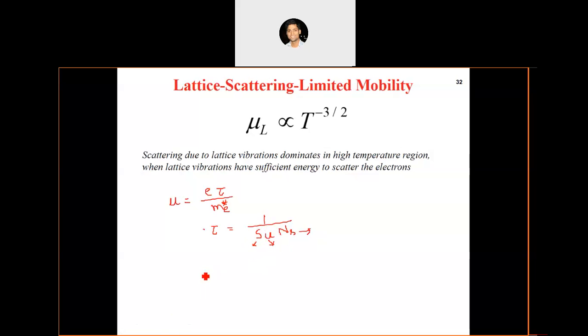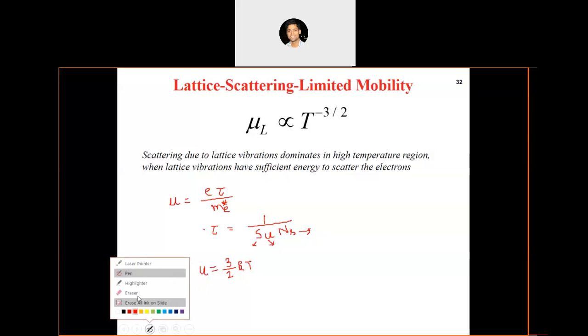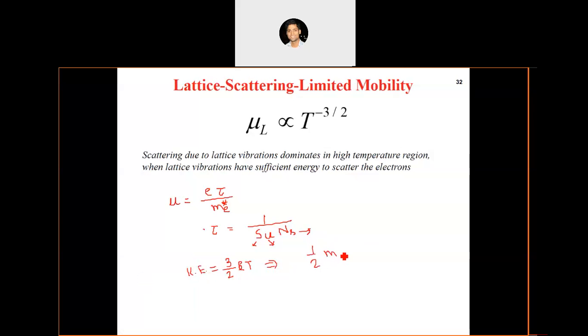If you remember, for semiconductors, we have already seen that u is equal to 3 by 2 kT. Sorry, u is not equal to 3 by 2 kT. It is the kinetic energy which is equal to 3 by 2 kT, which means half m u square should be equal to 3 by 2 kT, which also means that u is proportional to T to the power half, or under root T, right? u is proportional to under root T.